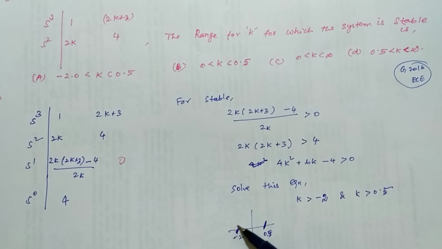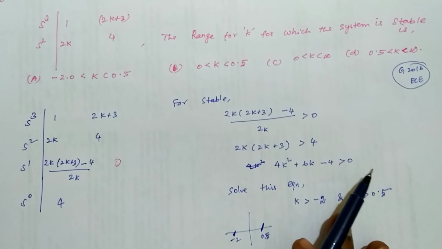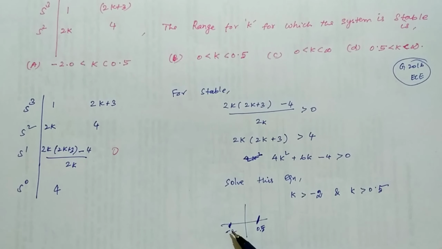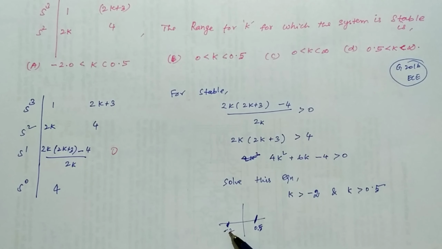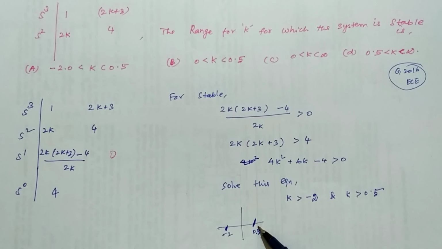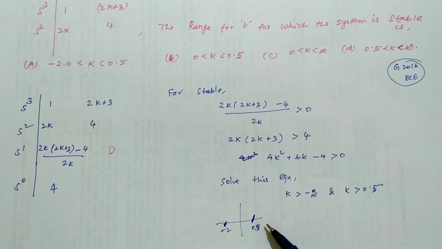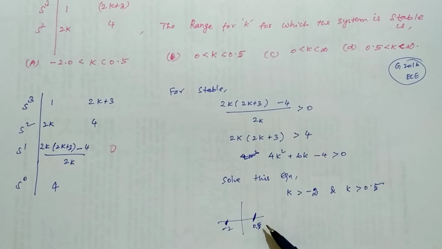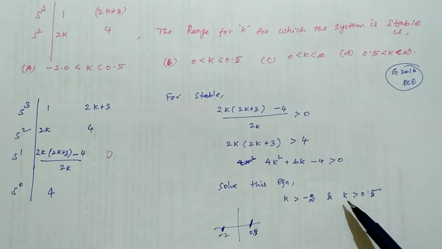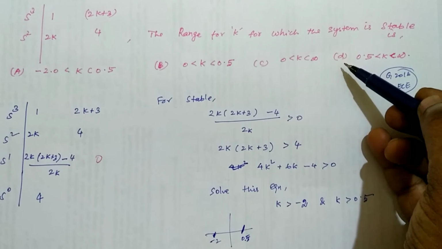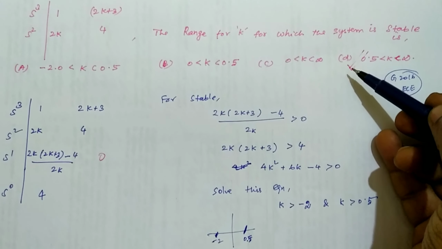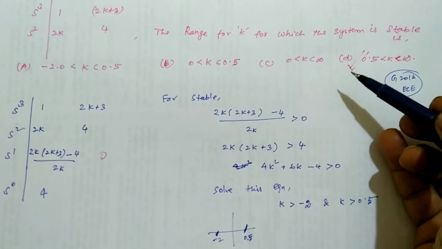So k is somewhere here, that is, greater than minus 2 and k is greater than 0.5. So considering these two cases, we can select in the given choices that the k value is greater than 0.5. The k can take any value up to infinity. So this is the answer.